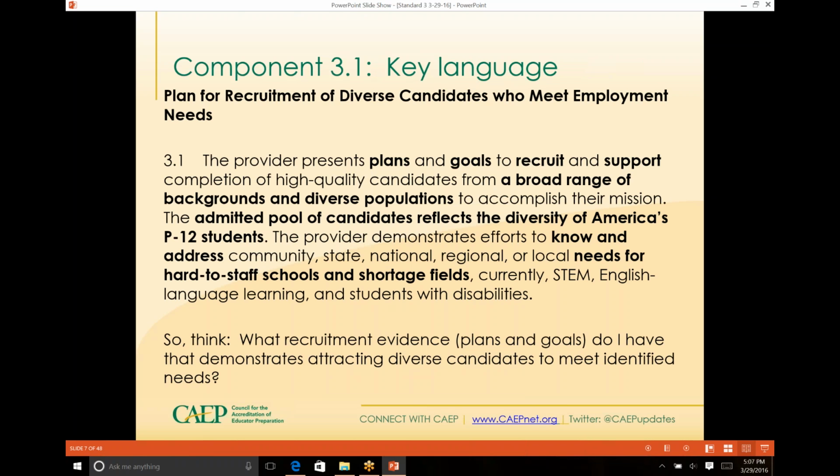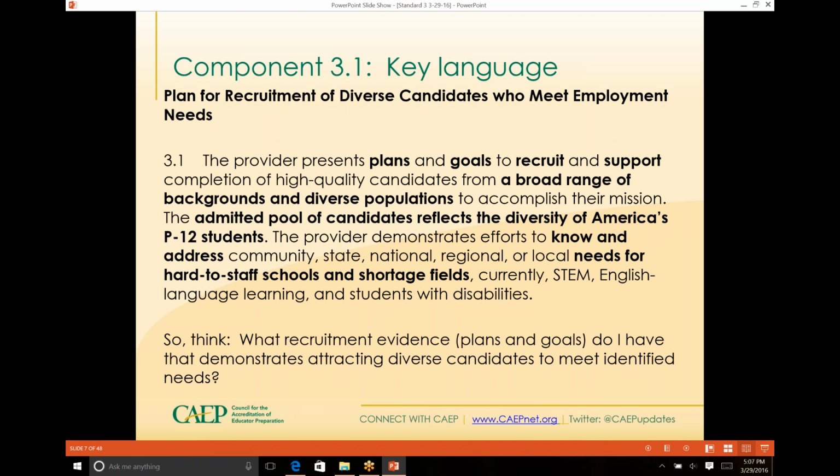We're going to talk about each of the components in turn. And first of all, we're going to talk about component 3.1. It's all about recruitment. The basic point here is, are you planning to, and do you have goals for recruiting and supporting the completion of candidates that are diverse? They're coming from a broad range of backgrounds and diverse populations. The wording of the component suggests that your admitted pool is going to reflect the diversity of America's P-12 students.